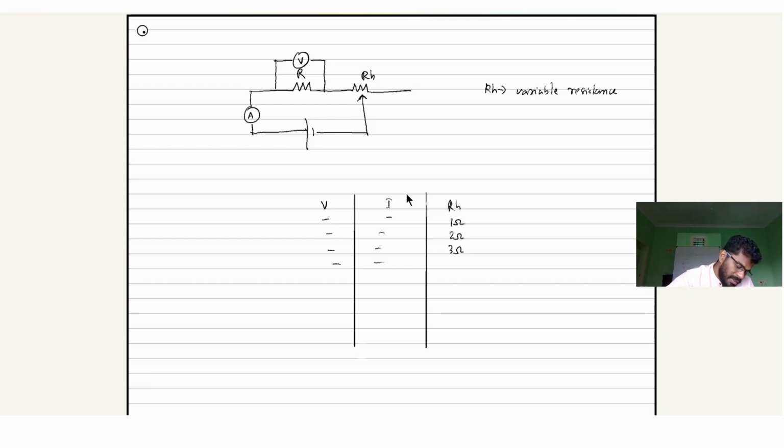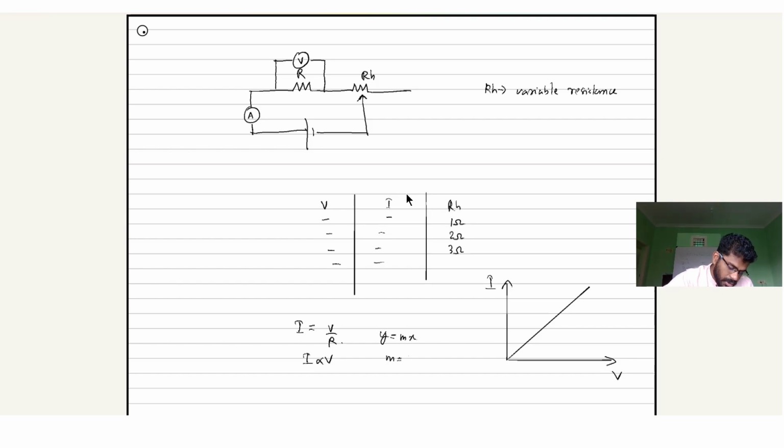You can prove it graphically also. What you can do is plot a graph of I versus V. You will be getting a straight line. The reason you are getting a straight line is because we have the relation I is equal to V by R. That means I is proportional to V and the proportionality constant is 1 by R. This is just like the straight line equation, y is equal to mx, where m is the slope. So in this case, the slope is given by 1 by resistance.